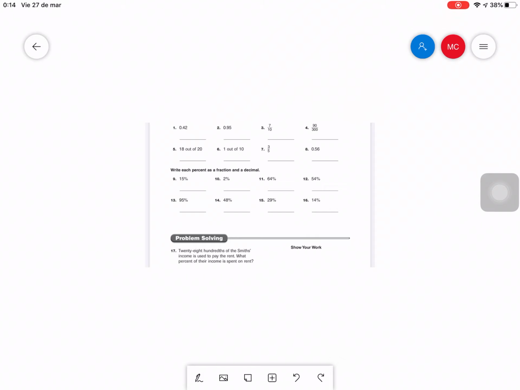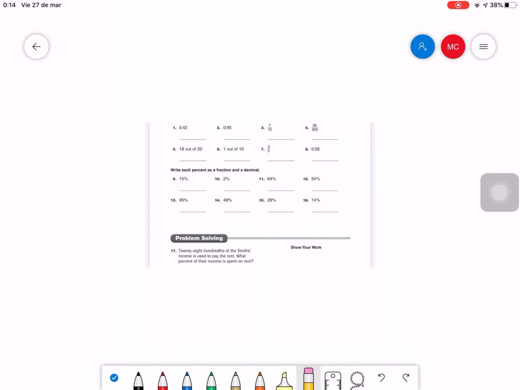Hi guys, this is the page that you are gonna do. Before we start with this exercise, let's just remember something. I want you to remember that, for example, 20 over 100 is not the same as 2 over 100.